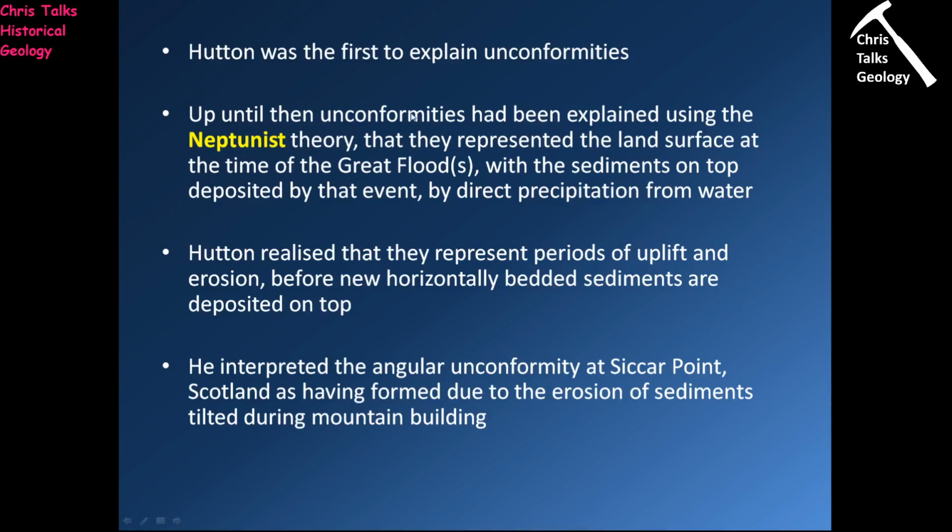Up until then, unconformities had been explained using what's called a Neptunist theory. Essentially, they said that the unconformity represented the land surface at the time of the Great Flood. So all the sedimentary rocks above the unconformity were deposited by the Great Flood, and anything below the unconformity was essentially pre-Great Flood. What Hutton realised was that these unconformities actually represent periods of uplift and erosion before new sediments were deposited over the top.